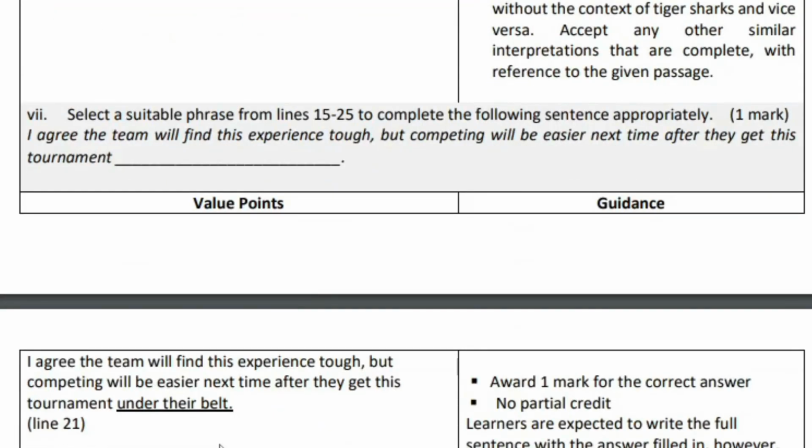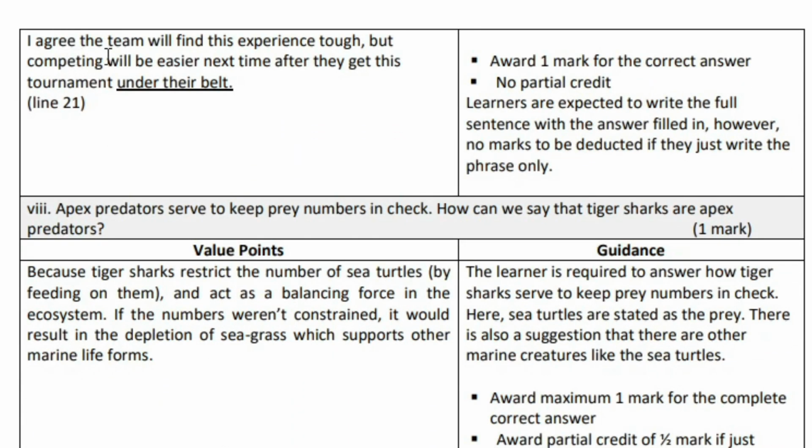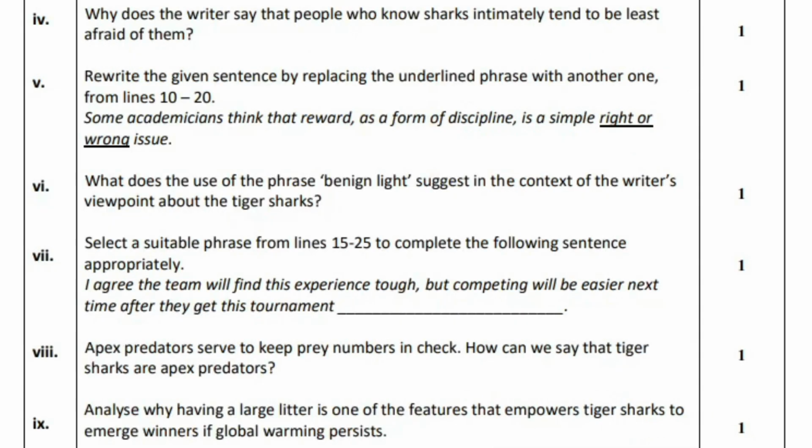So here is question number 17. I agree the team will find this experience tough, but competing will be easier next time after they get this tournament under the belt. So this one, right? The answer should be written with the help of the information available in this paragraph, lines 15 to 25, that means 10 lines in which you have to search for the answer. So award 1 mark for the correct answer, no partial credit. So you need to understand that CBSE has changed the question structures a little.